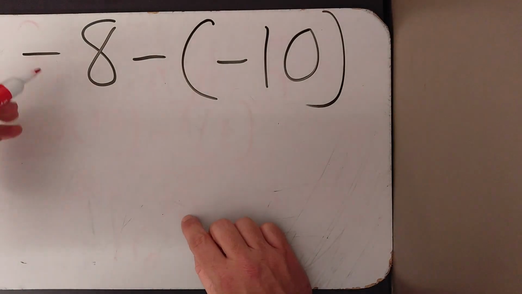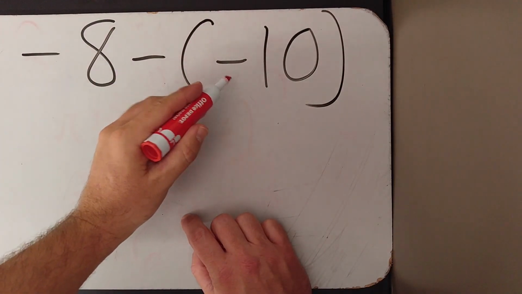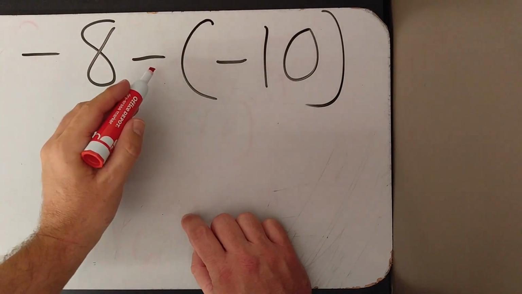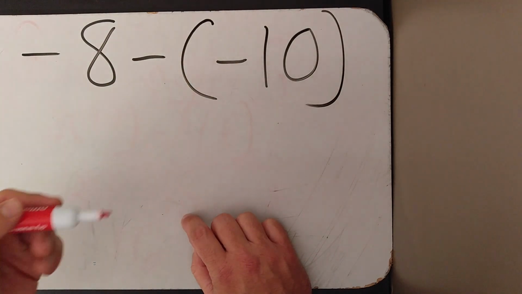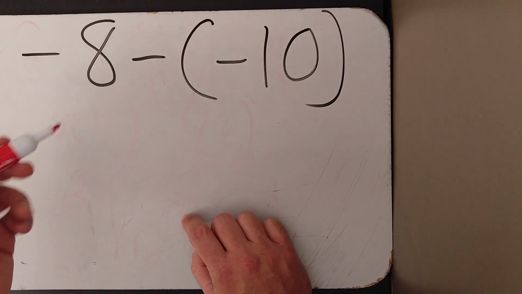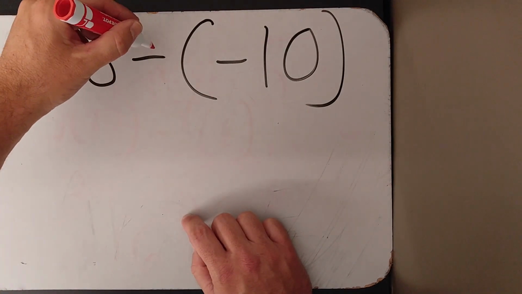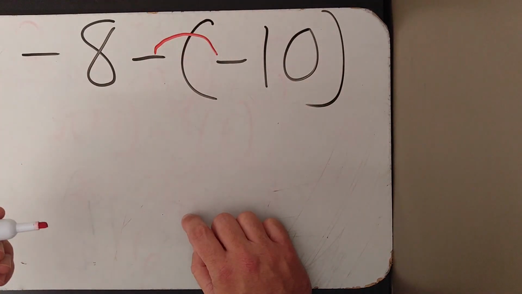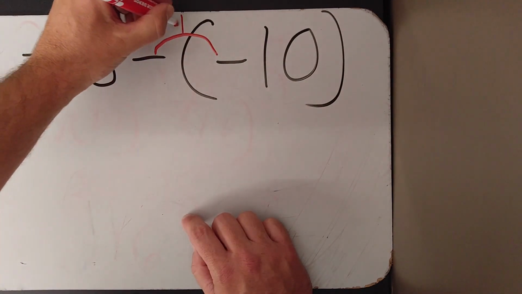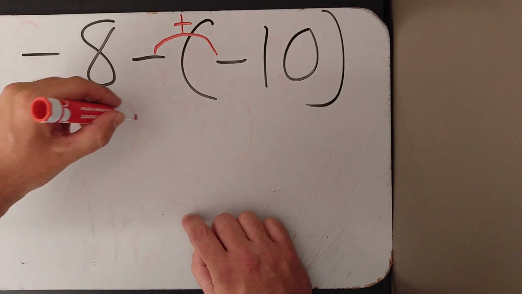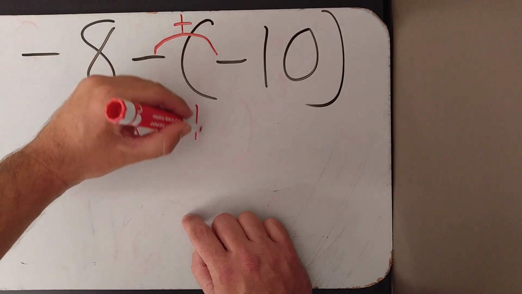And the last one is -8 minus a -10. You're subtracting a negative number. So that's pretty much adding. You're subtracting a negative. You're taking away a negative. So if you do this for every one of these problems, put the line, convert that to a plus. So now you have -8 plus 10.